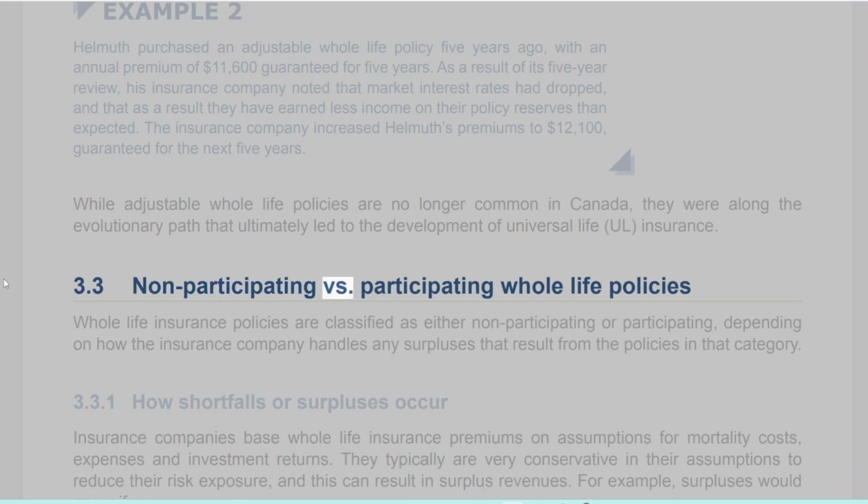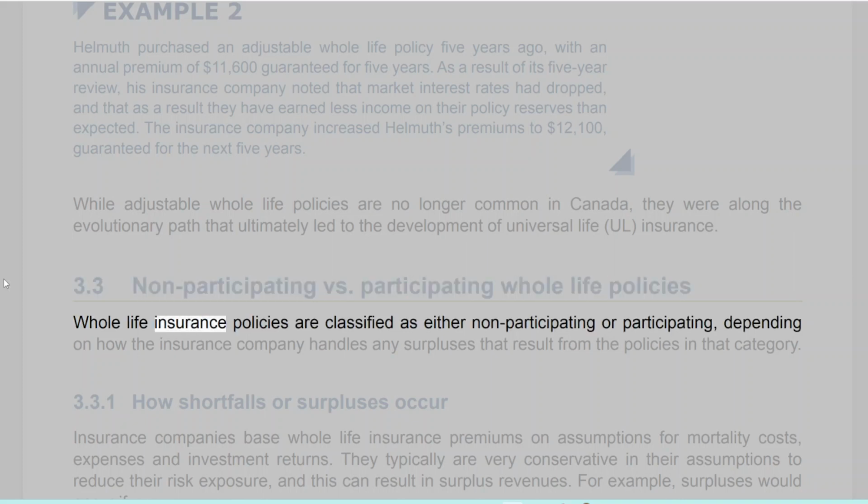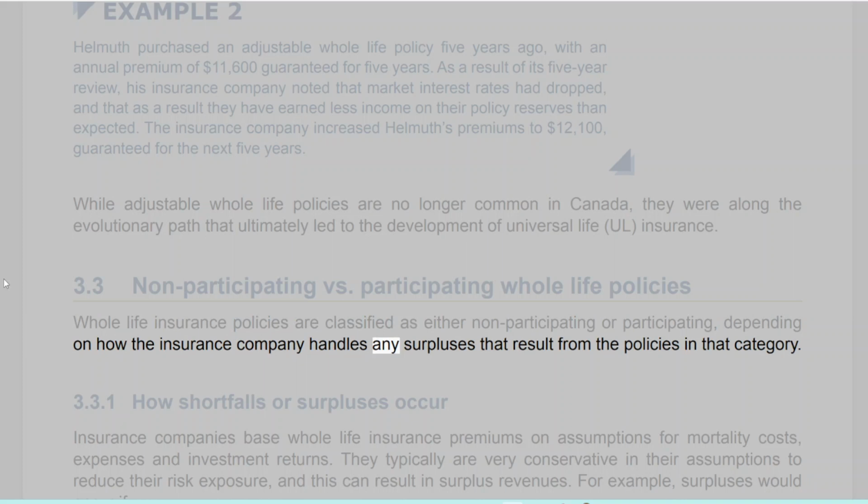3.3 Non-participating versus participating whole life policies. Whole life insurance policies are classified as either non-participating or participating, depending on how the insurance company handles any surpluses that result from the policies in that category.